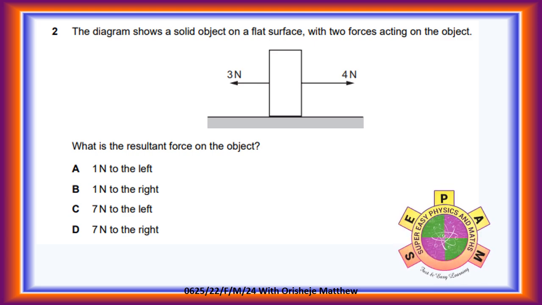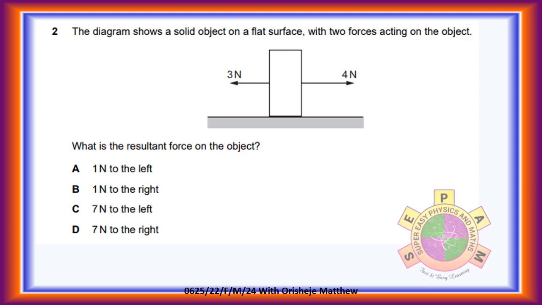Question 2. The diagram shows a solid object on a flat surface, with 2 forces acting on the object. A 3 Newton force is acting to the left on the block horizontally to the surface, while the second force is a 4 Newton force acting to the right on the block horizontally to the surface. What is the resultant force on the object?